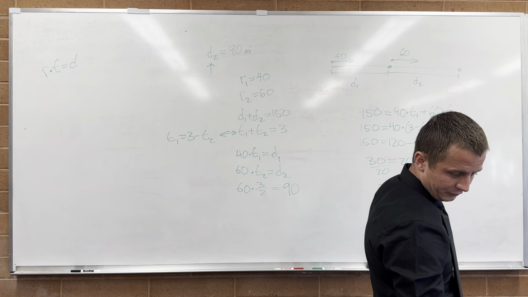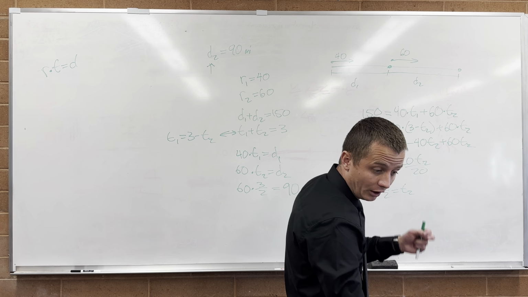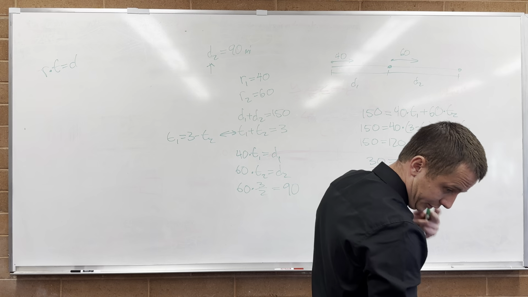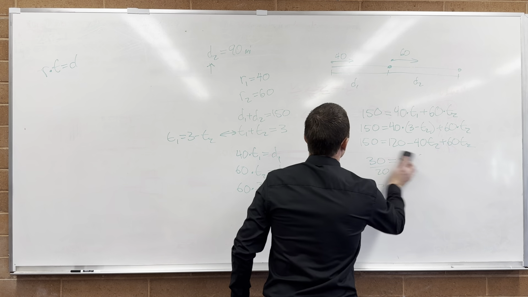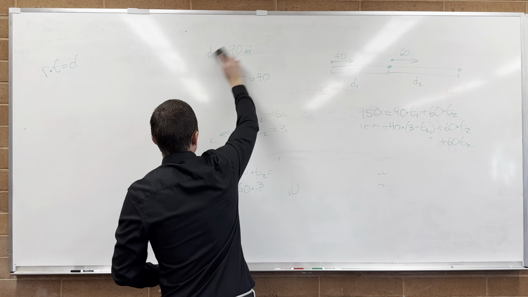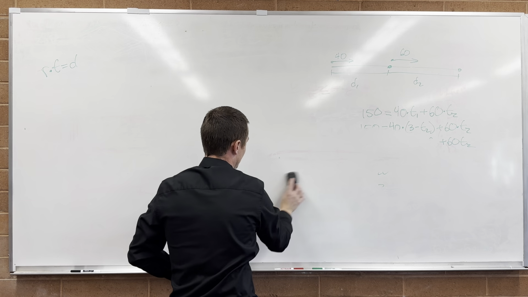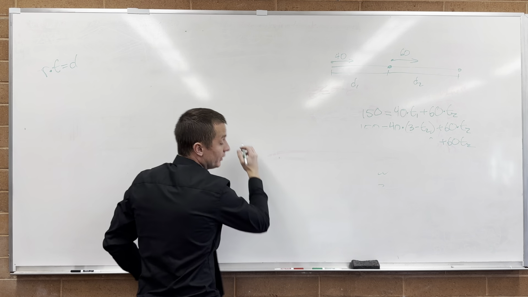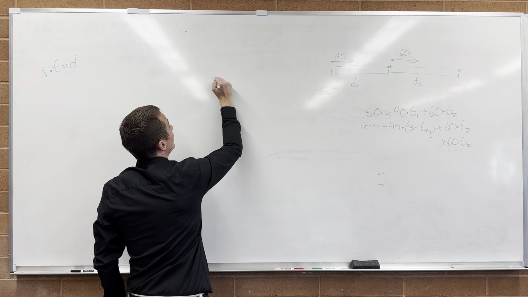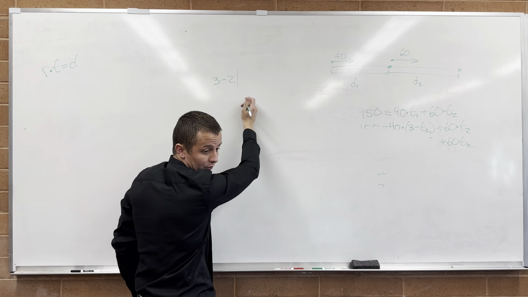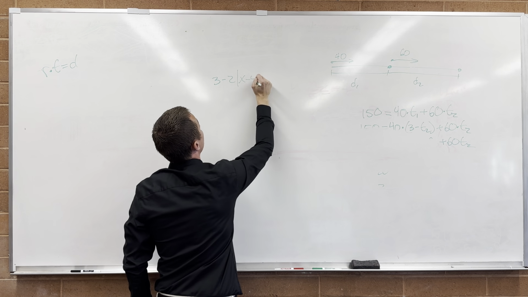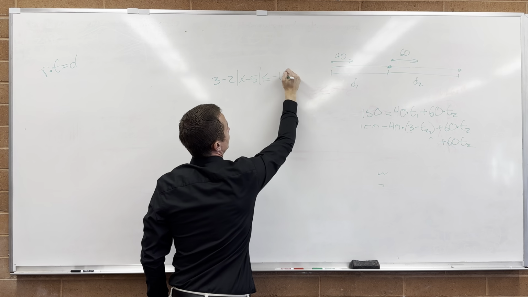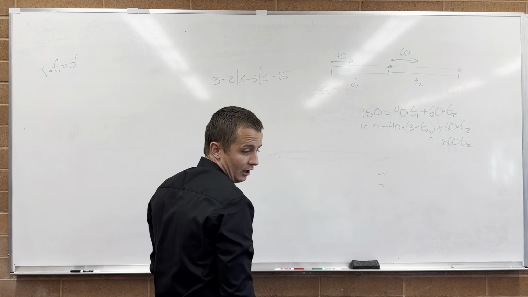That was 22, moving on to 23. Solve the inequality, graph the solution, and give interval notation. So let's see, we have 3 minus 2 absolute value of x minus 5 less than or equal to minus 15. Is that right? Okay.